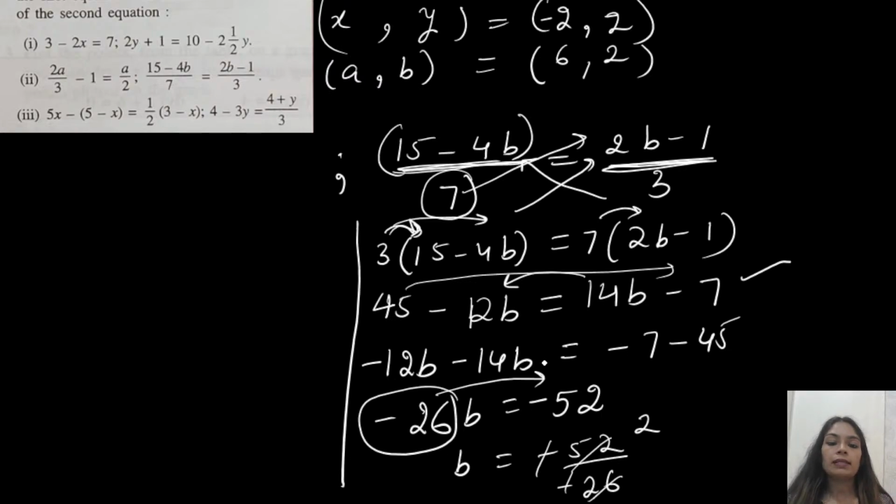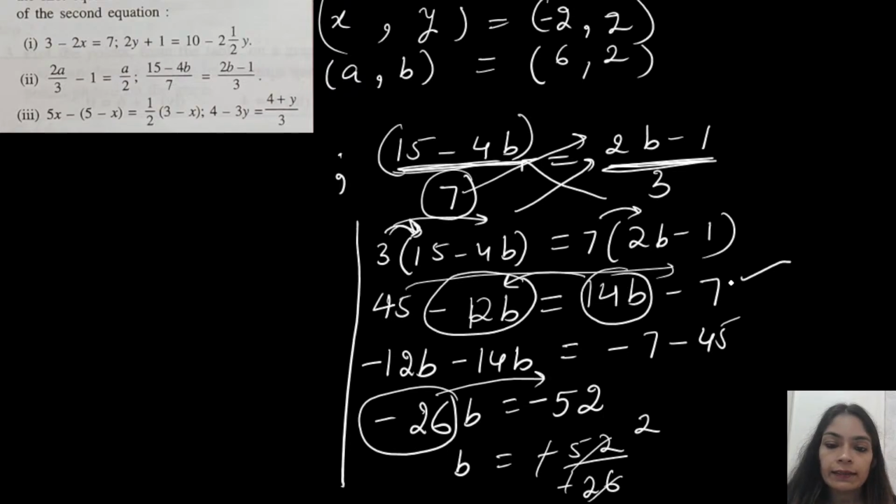Now normally, the way we solve an equation, like terms we will write together. So minus 12b and 14b are like terms, and 7 and 45 are like terms. Minus 12b is already on this side. I am shifting 14b also to this side. This is positive, so if I shift it to this side, it will become negative. So it becomes minus 12b minus 14b, and on the other side I already have minus 7. Minus 7 I have written as it is.